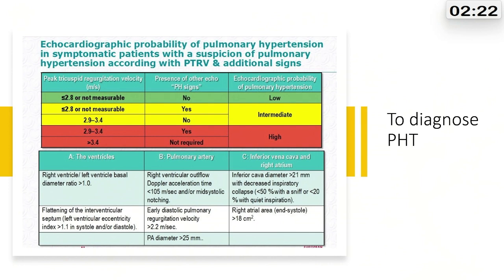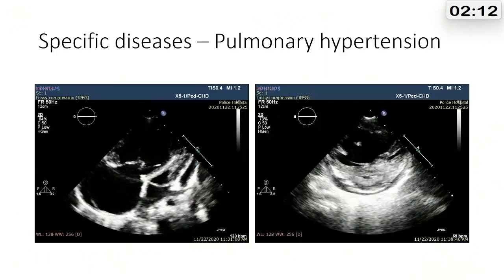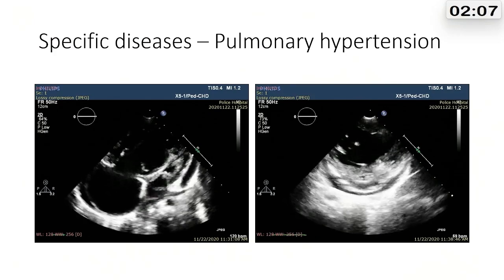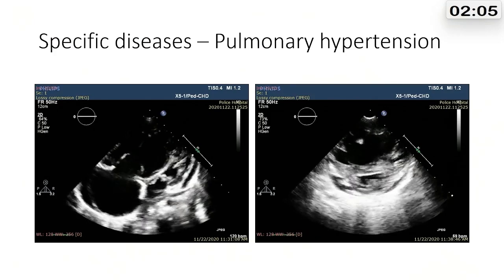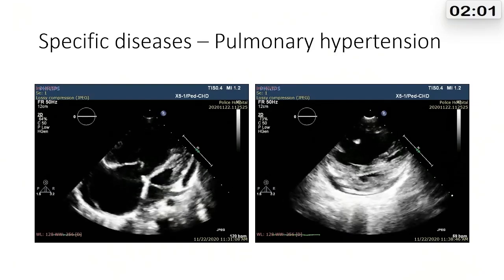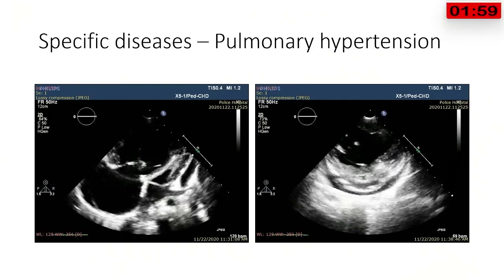They state in the guidelines that the right ventricle to the left ventricle basal diameter ratio more than 1 or flattening of the interventricular septum indicates pulmonary hypertension. And this is a patient with severe pulmonary hypertension with the full-blown picture with a markedly dilated right side with impaired function and a compressed left ventricle with D-shaped septum and even pericardial effusion.